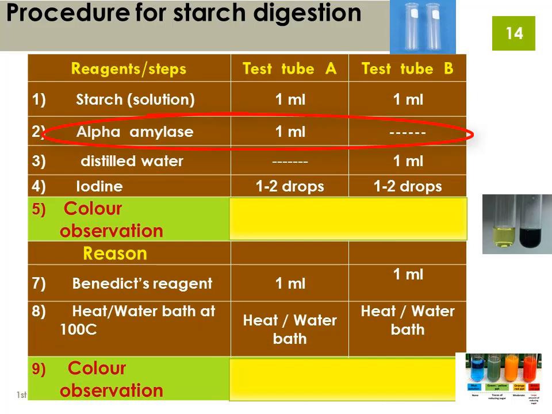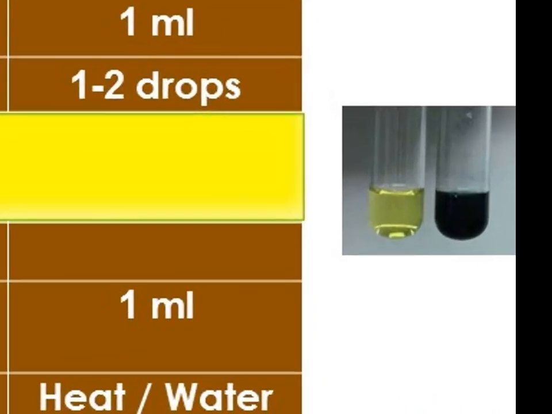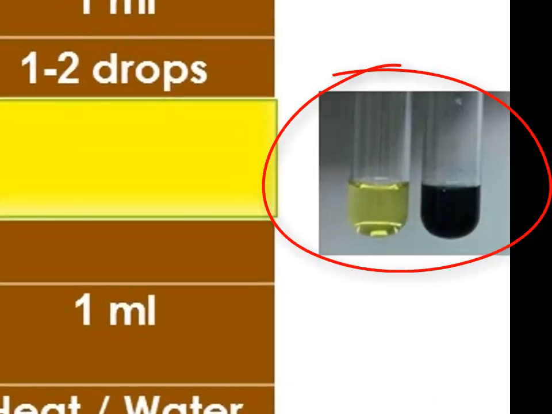That will be confirmed by the addition of 1 or 2 drops of Lugol's iodine. Add 1 milliliter of water in both the test tubes to balance the volume. Lugol's iodine will change in color as starch is detected. So you can expect the change only in test tube B as it does not contain enzyme.